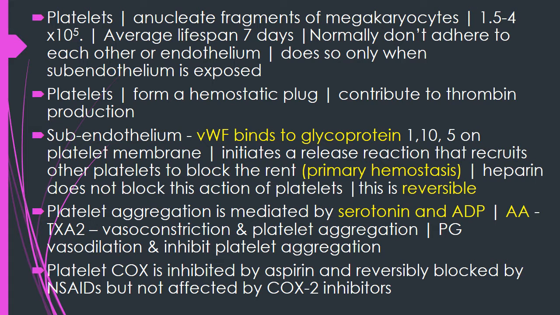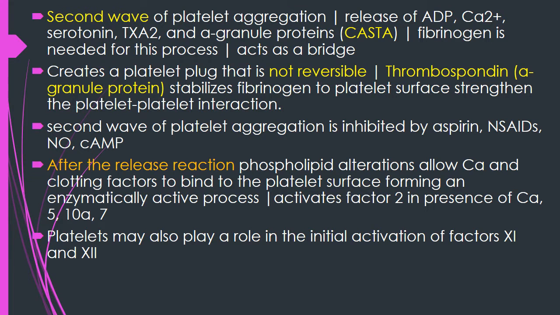This step is inhibited by the NSAIDs because they inhibit the COX and the LOX pathway. The second wave of platelet aggregation occurs when there is a release of calcium, ADP, serotonin, thromboxane, and alpha-granule products or alpha-granule proteins. Fibrinogen is very essential for this process because it acts as a bridge between the platelets. This process is not reversible.